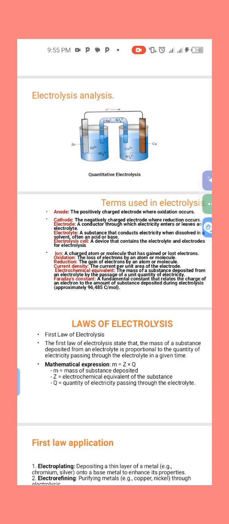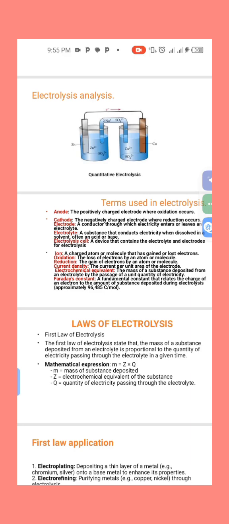Then we have oxidation, the loss of electrons by an atom or molecule. That's what we call oxidation. While reduction is the gaining of electrons by an atom or molecule. That is what is referred to as reduction. Then current density. The current per unit area of the electrode is referred to as current density. We have electrochemical equivalent, the mass of a substance deposited from an electrolyte by the passage of a unit quantity of electricity.